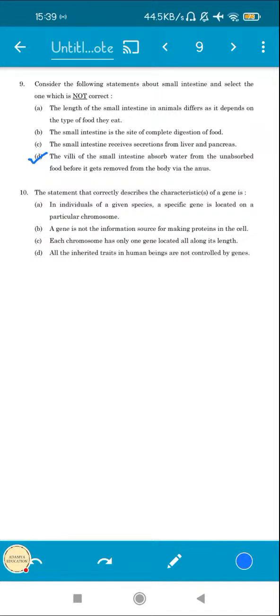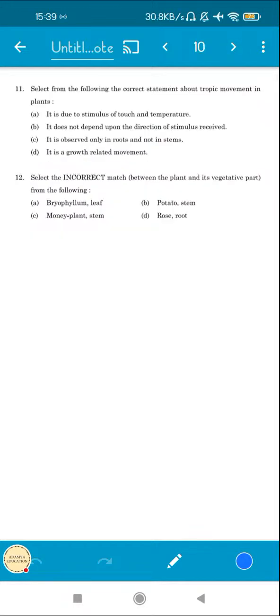Okay. All the inherited traits in human beings are not controlled by genes. This is also totally wrong. So the correct option will be option A, like we have discussed. Okay. So the other options are all wrong. Next, coming to question number 11.